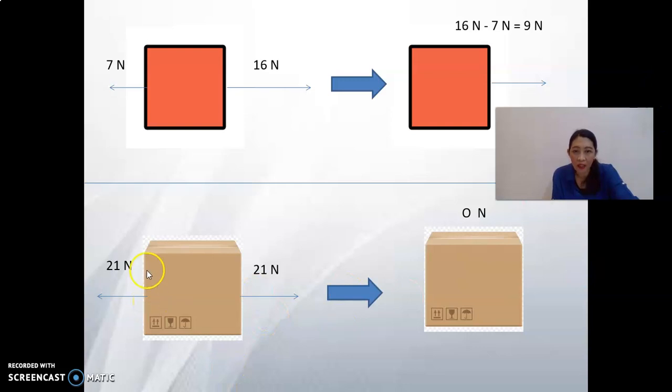The last is the same, equally. So 21 Newton to 21 Newton is equal force. So the answer is 0 Newton. Always remember, if the same, the answer is 0 Newton. If opposite, it is minus; if the same direction, plus. Next.